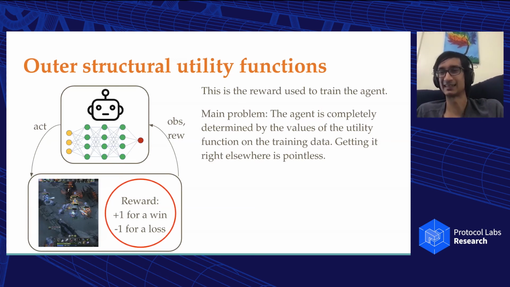There's also things like initialization and architecture and stuff like that, but those are independent of the reward function. So the only way for reward information to flow into the agent is via the values of the reward function on the training data. So who cares what the values of the reward function on the test data, on the deployment data, are? It doesn't matter. It's not going to affect the agent.